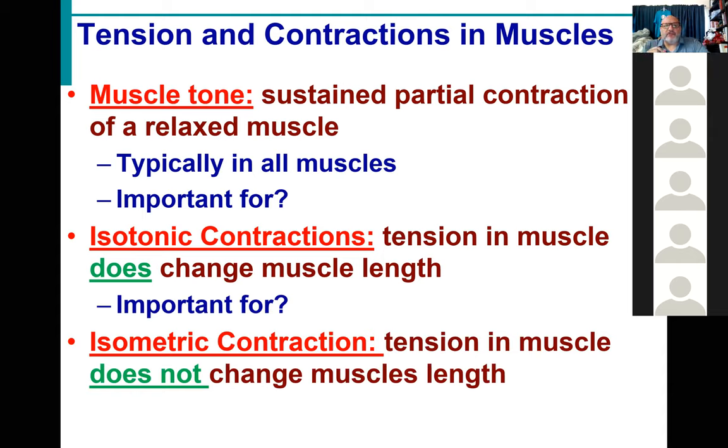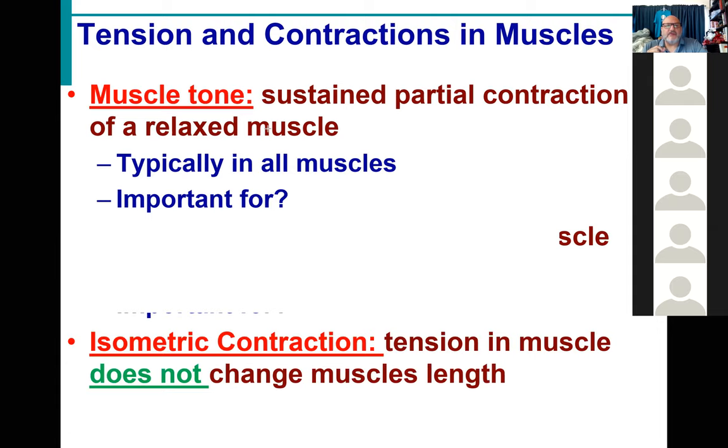This is different, and I'm going to cheat and steal some of the board space here by doing that so that I can write over it. Let's talk about an isometric contraction. Iso still means same. However, in this case, metric refers to length. So with an isometric contraction, guess what happens? Guess what stays the same with this type of contraction? The length of the muscle.